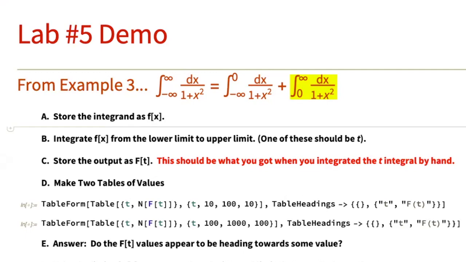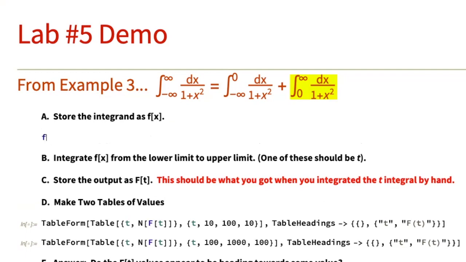Step A says we're supposed to store the integrand as f of x. Again, please make sure you're using the proper syntax for storing a command. And realize that where the dx is, there's also a 1 in that numerator. So my integrand is 1 divided by 1 plus x squared. You do need parentheses around your denominator.